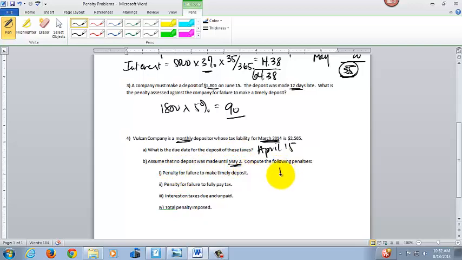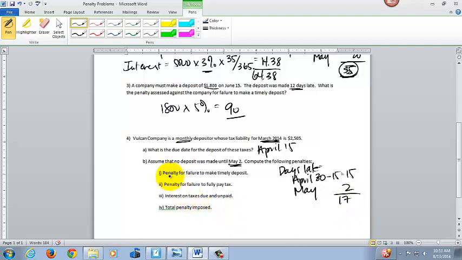So first, let's figure out how late he is. He was due April 15th and didn't pay till May 2nd. So in April, our days late, we've got 30 days total minus 15 when it was due. So we're 15 days late in April, and then we didn't pay till the 2nd, so that means we were 2 more days late in May. So I'm 17 days late total.